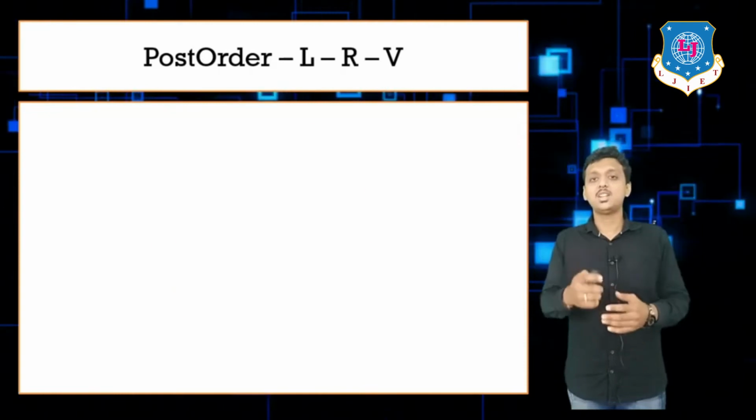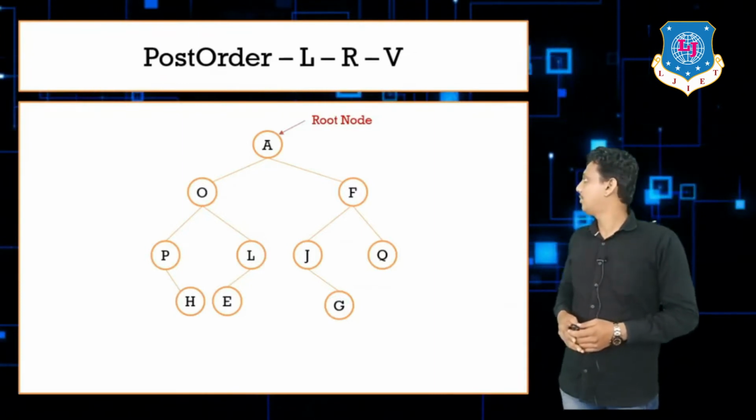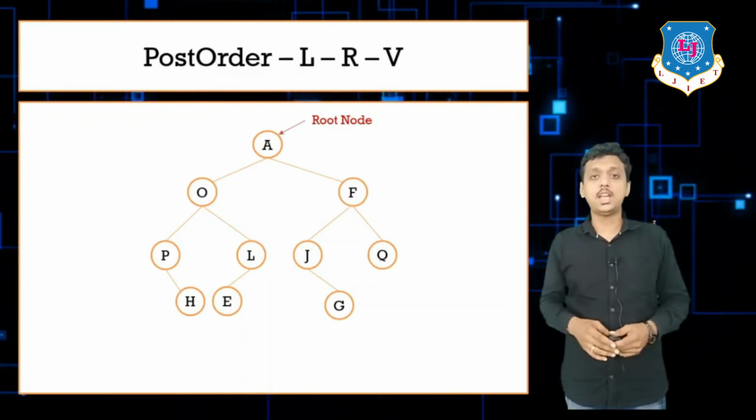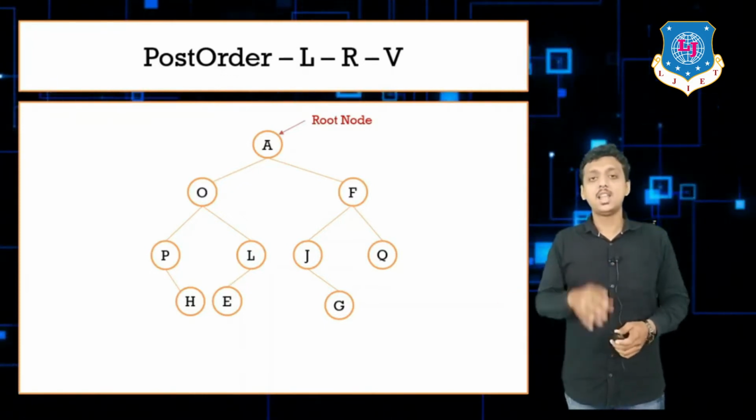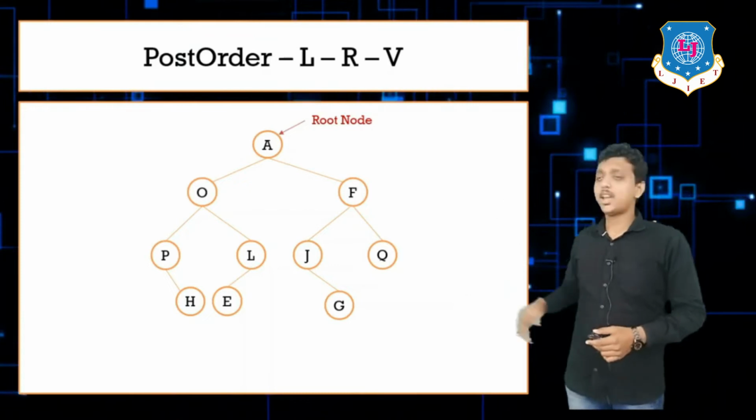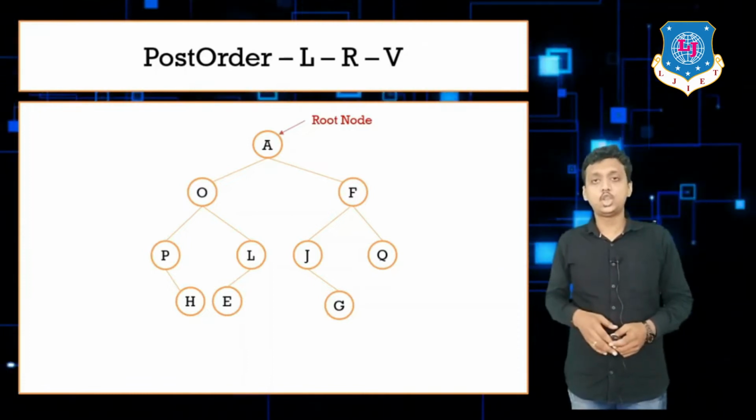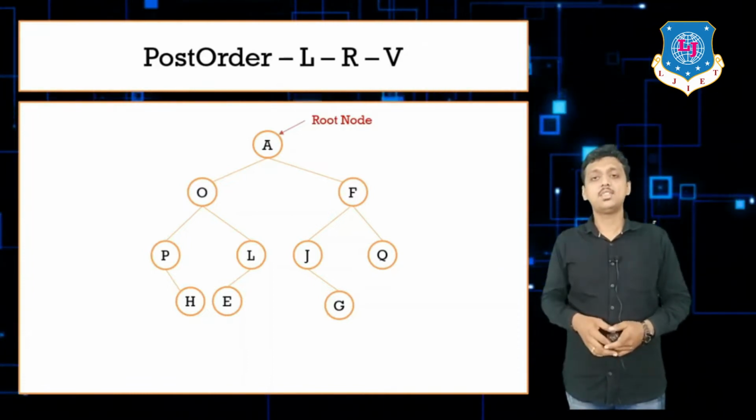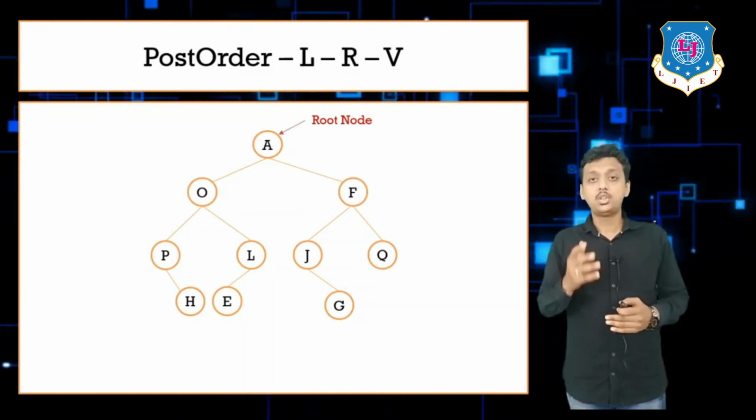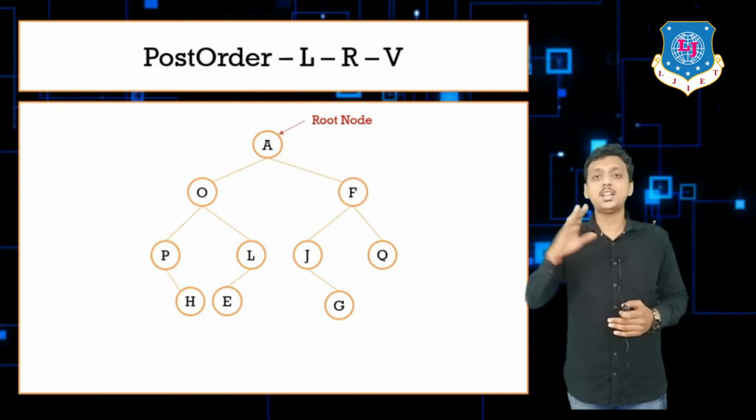Okay, so let's start with the example. Here the tree is, root node is A. On the left side of A we have O, right side of A we have F. On the left side of O we have P, right side is L, right side of P we have H, left side of L we have E. For F, on the left of F we have J, right side Q, and on the right side of J we have G. Whenever you are narrating a binary tree, you have to speak like this, saying which node is on the left side and right side.